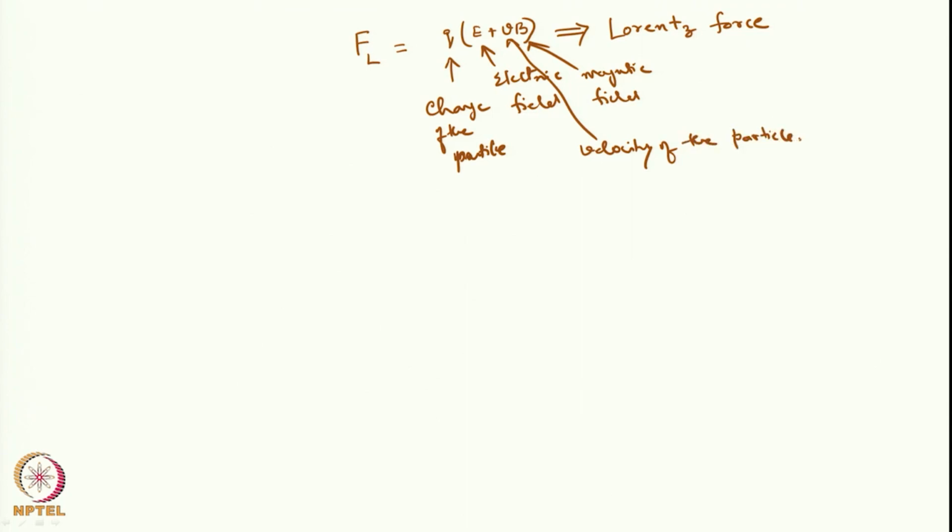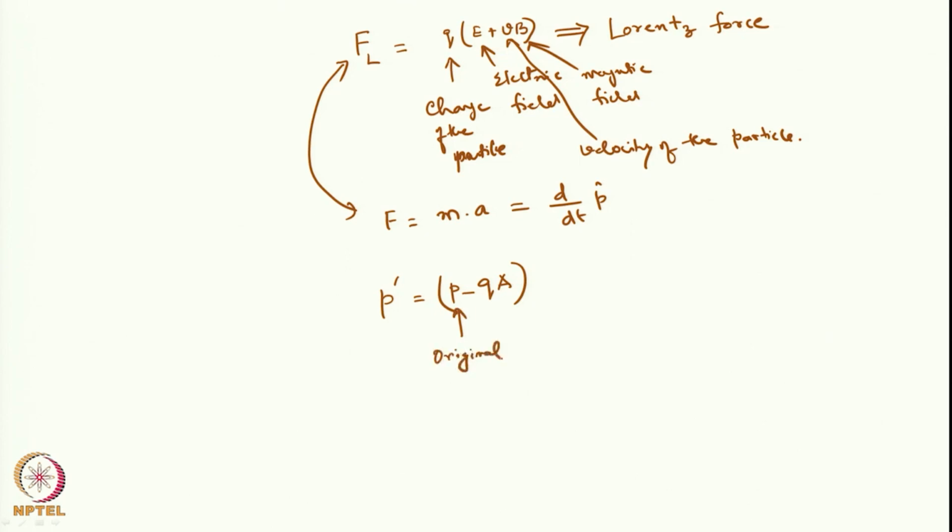In terms of classical mechanics, force is given as mass into acceleration, which could be written as d by dt of momentum. We used the analogy of this and converted the momentum: p prime is equal to p minus qA, where p is the original momentum and A is the vector potential.